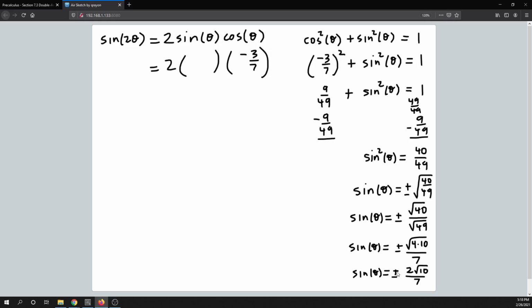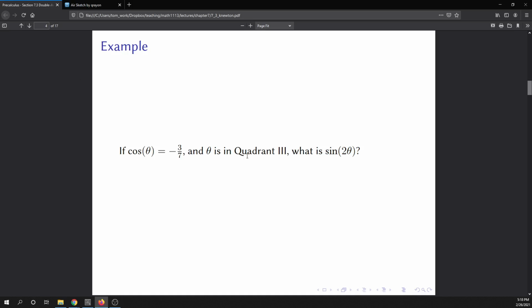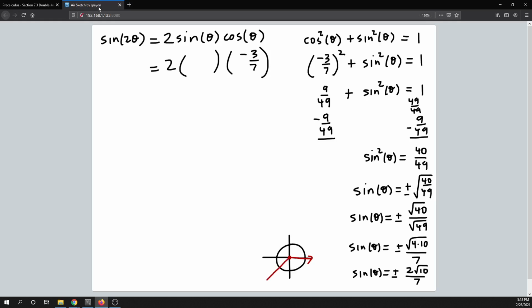Notice how we have both a positive answer and a negative answer. We're going to have to make a choice about which one of those that we want. So it helps to draw a little picture of the situation. So let's say that's the unit circle, and theta is an angle, right, in standard position. So the vertex would be at the origin, and the initial side pointing in the positive x direction. So it tells us that theta is in quadrant 3, right? So that would mean that the terminal side of the angle is down in the third quadrant.